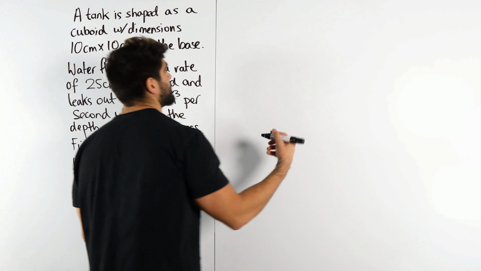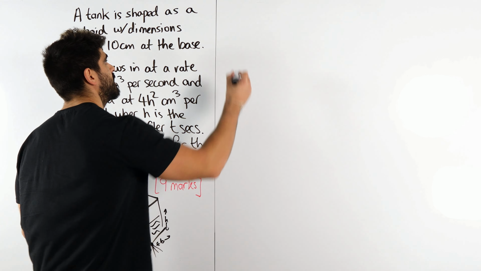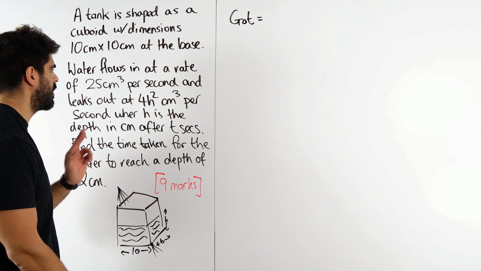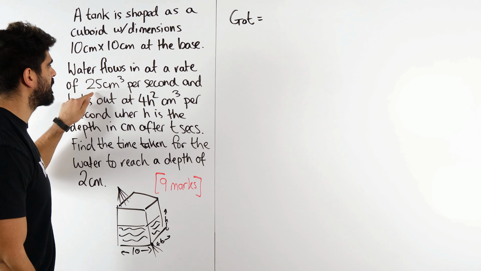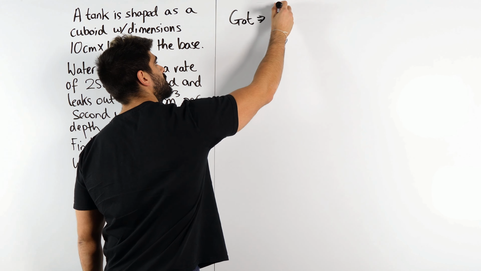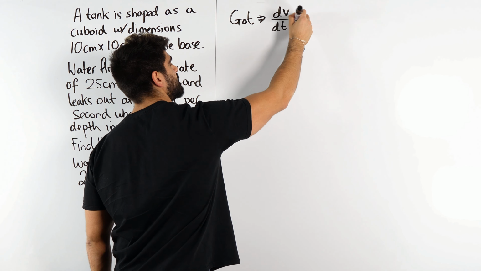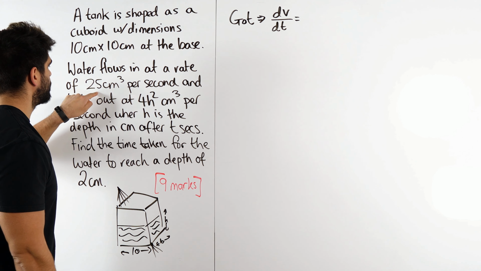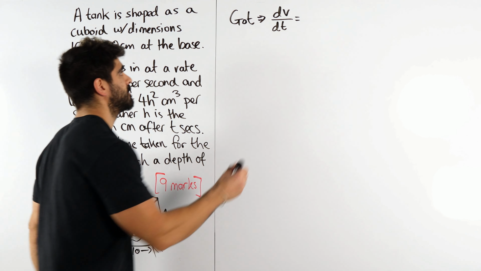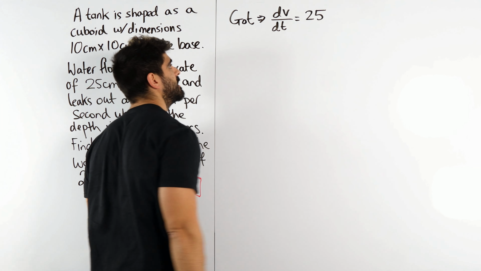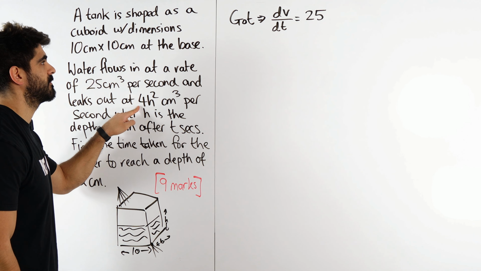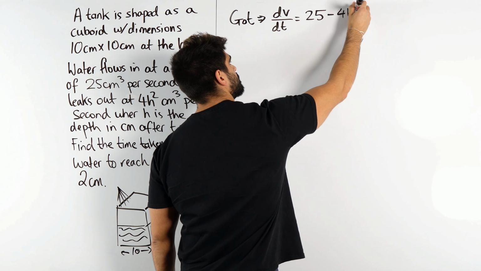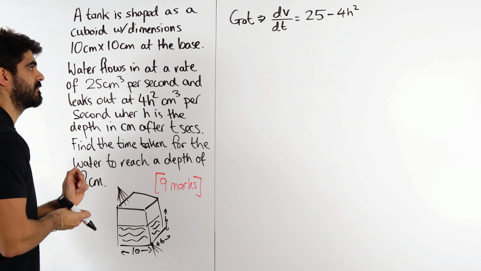So what have they given us? Now this is going to lead into one of my little formulas. I'm going to write informally what we have got. We have got dV by dt. It's an in versus out. In is 25. And then what's coming out? 4h squared. Okay, so that's a negative rate, so we're minusing 4h squared. So they've given us this piece of information.